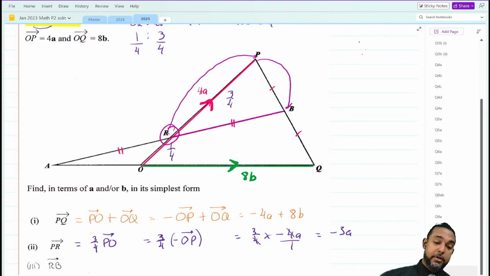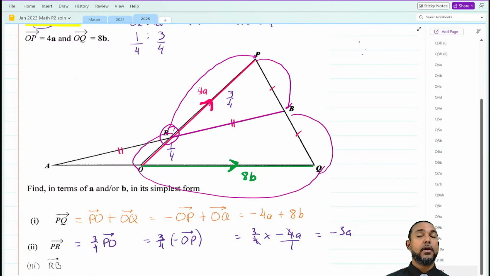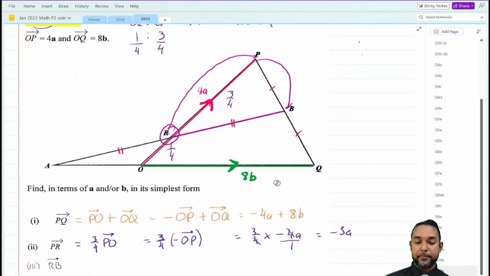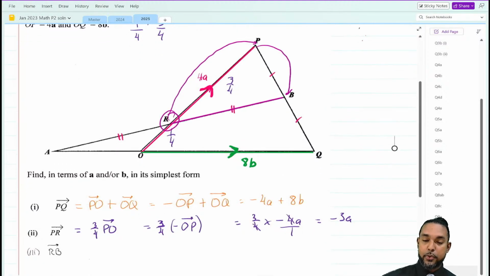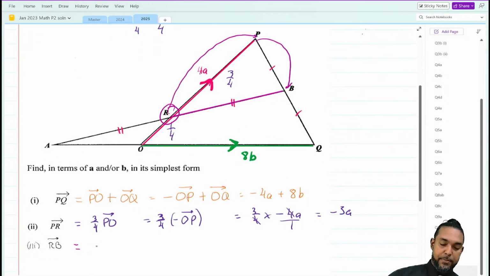You could go from R to O, O to Q, and Q to B. It is more work, yes. That's the easier one to do it. That's correct. So let's go with the big letters first. How we do RB is we are doing R to P, and then plus P to B.